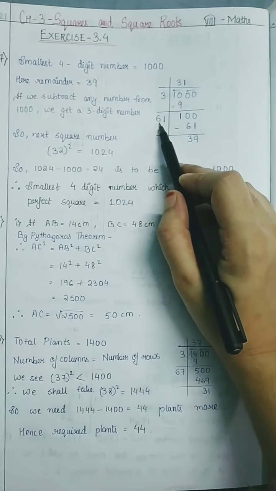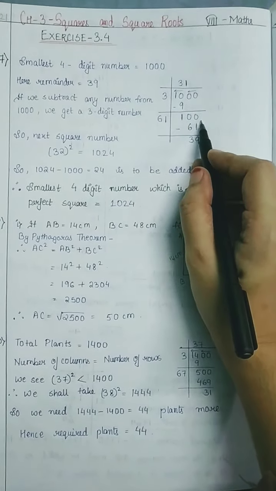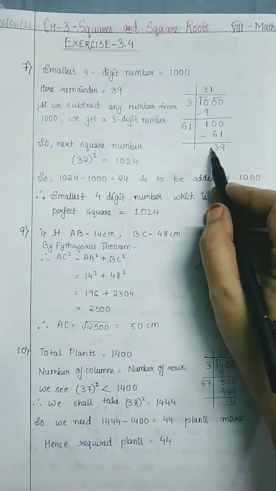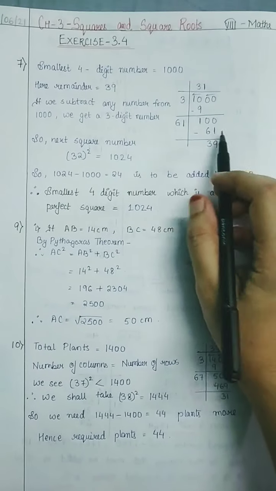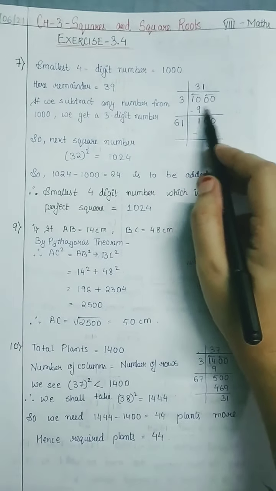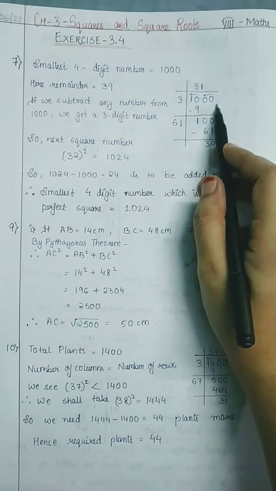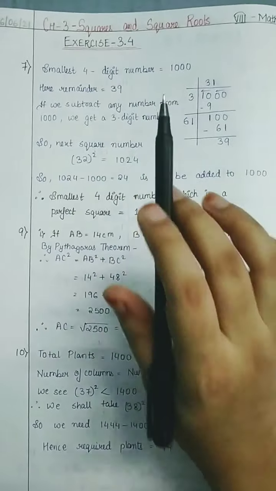Now double of 3 is 6. Then we have to take a number that we will multiply over here and get less than 100 or 100. So 61 ones are 61, so we have got 39. Now here 39 is left. So either we can subtract 39 or we can add something. If we subtract 39 from this number, it will become a 3-digit number, but we need a 4-digit number. That's why we cannot subtract anything.